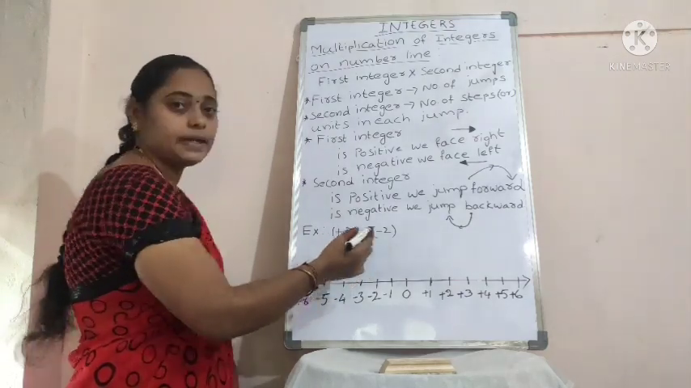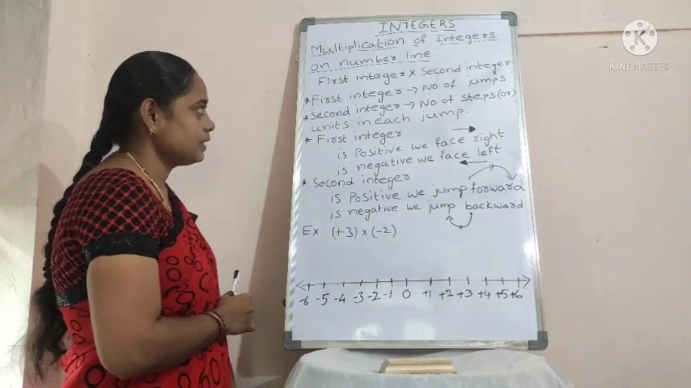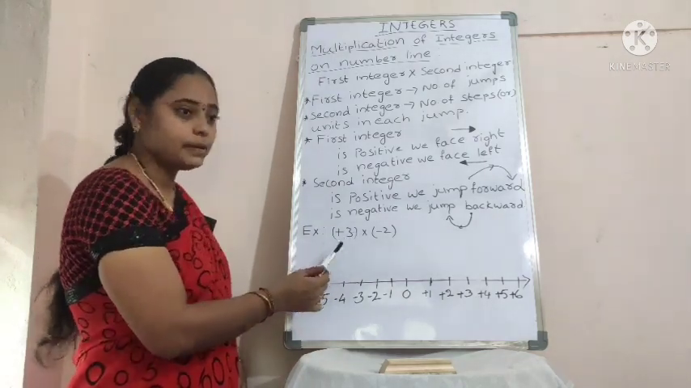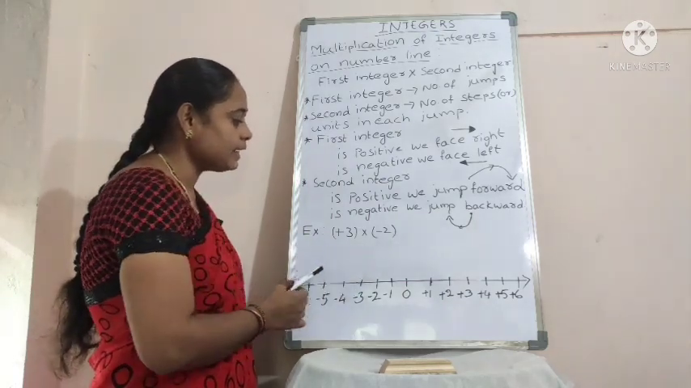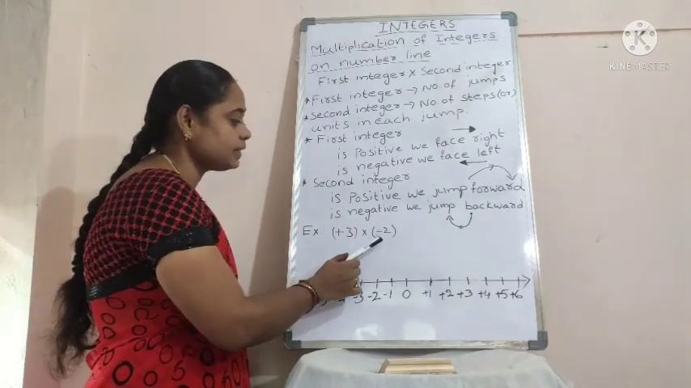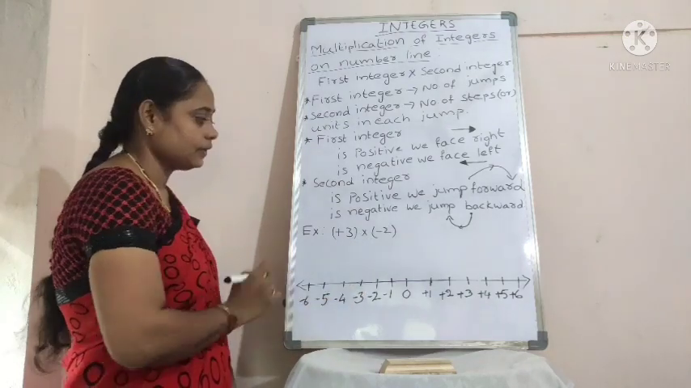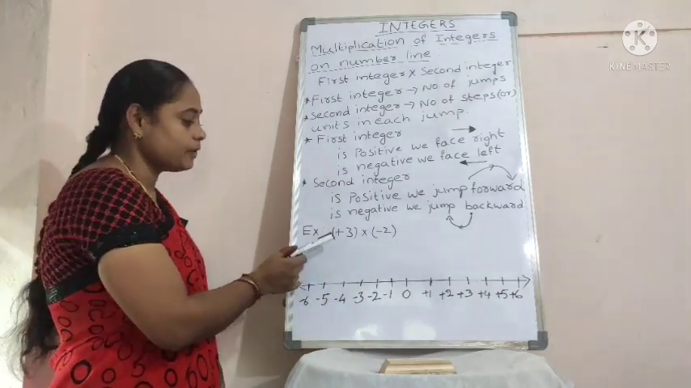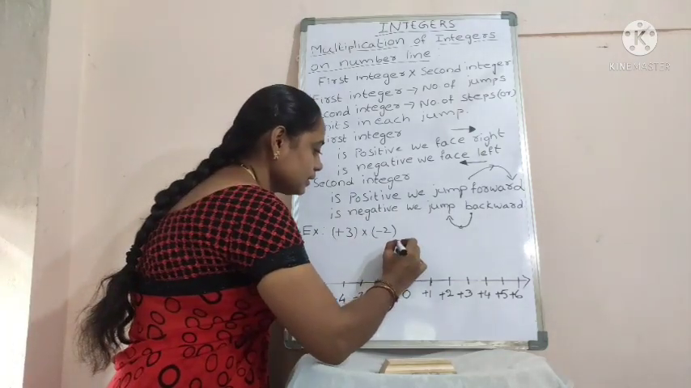Dear children, consider another example. Plus 3 into minus 2. First integer indicates number of gems. Here, how many jumps we jump? 3 jumps. Second integer indicates number of units. How many units we take in each jump? 2 units. And first integer is positive integer. For positive integer, we face right.